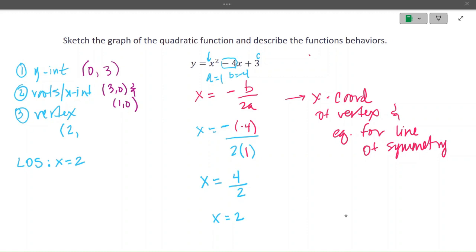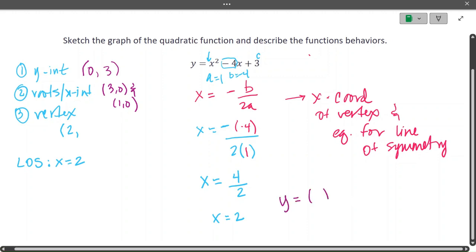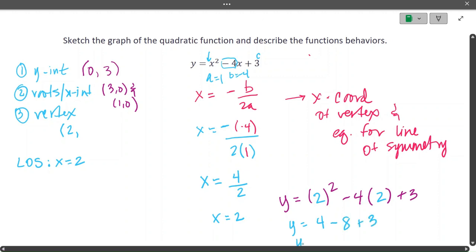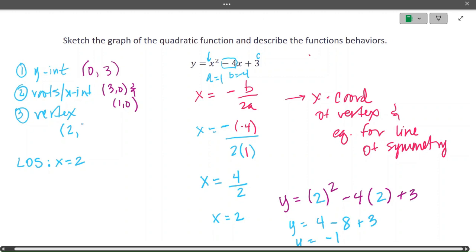All right, now to find y, we are going to just plug 2 in everywhere we see x in our equation. So I'm going to go ahead and plug 2 in all of these places. y equals 2 squared, which is 4, minus 4 times 2, which is 8, plus 3. So y equals 4 minus 8, which is -4, plus 3, which is -1. So when x is 2, y equals -1, which means that our vertex has a y coordinate of -1.